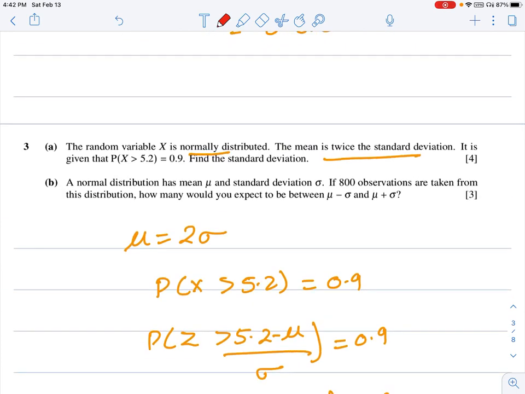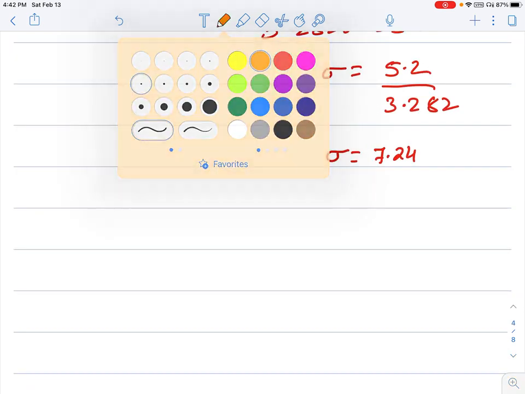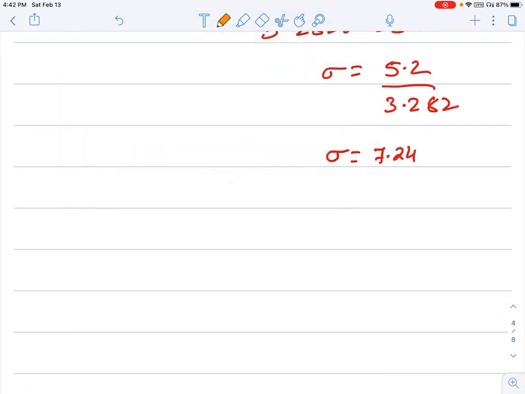Second part, a normal distribution has a mean mu and standard deviation sigma. 800 observations are taken from the distribution. How many would you expect to be between mu minus sigma and mu plus sigma? Mu minus sigma to mu plus sigma. Probability of mu minus sigma less than x less than mu plus sigma.